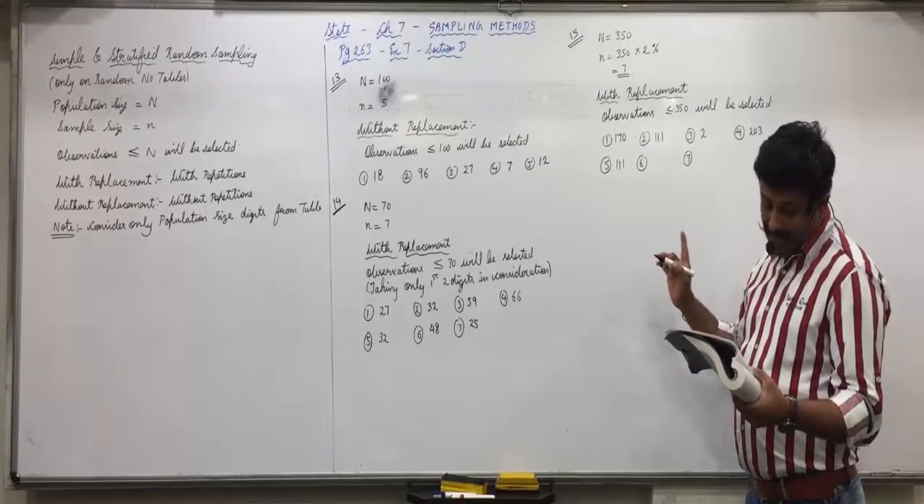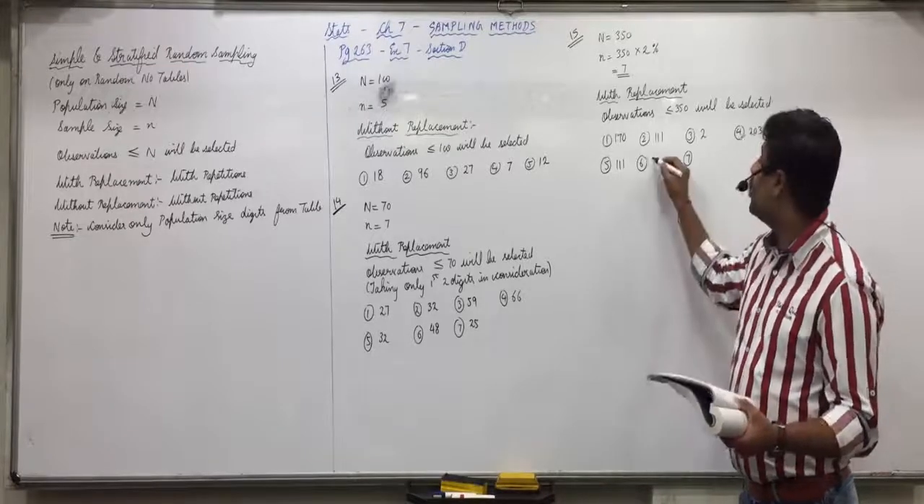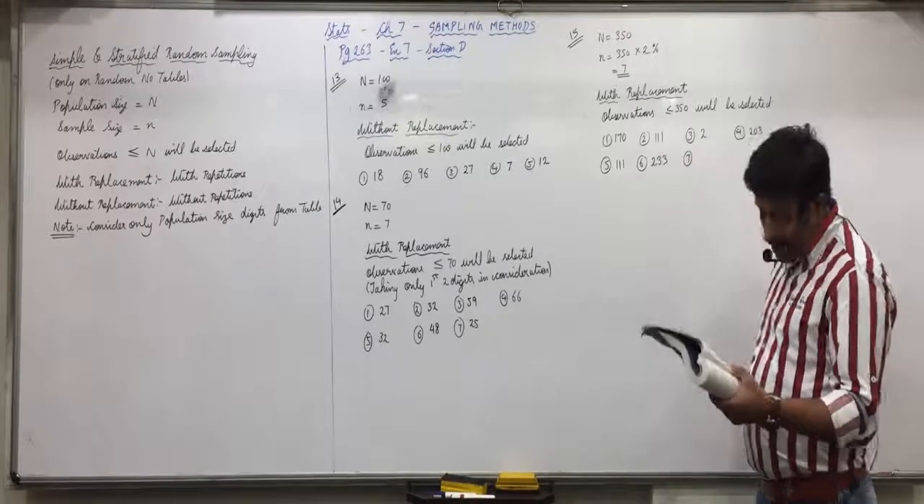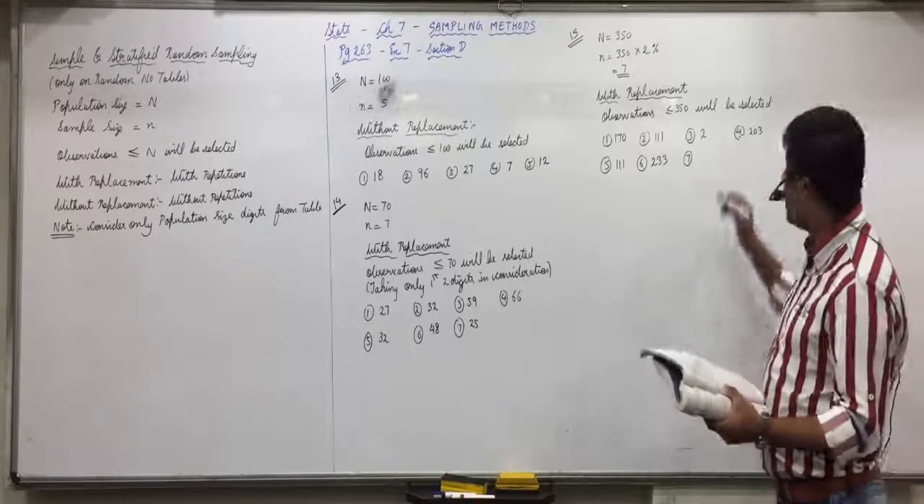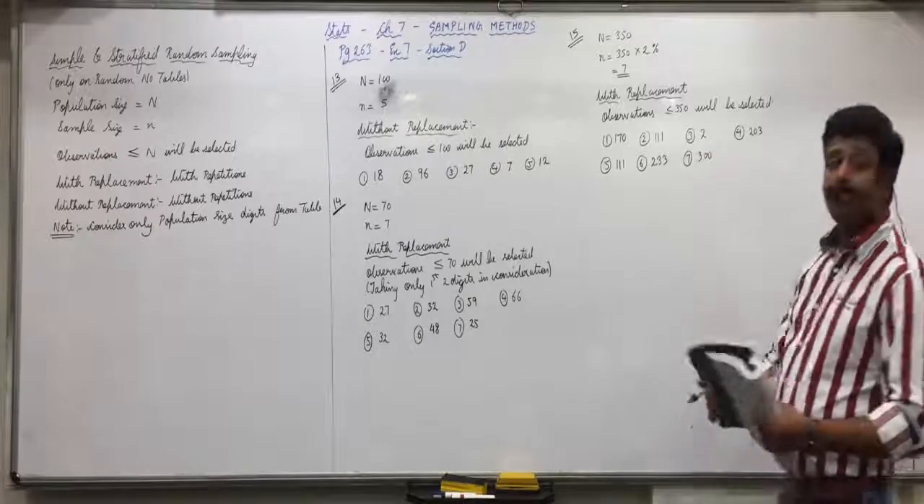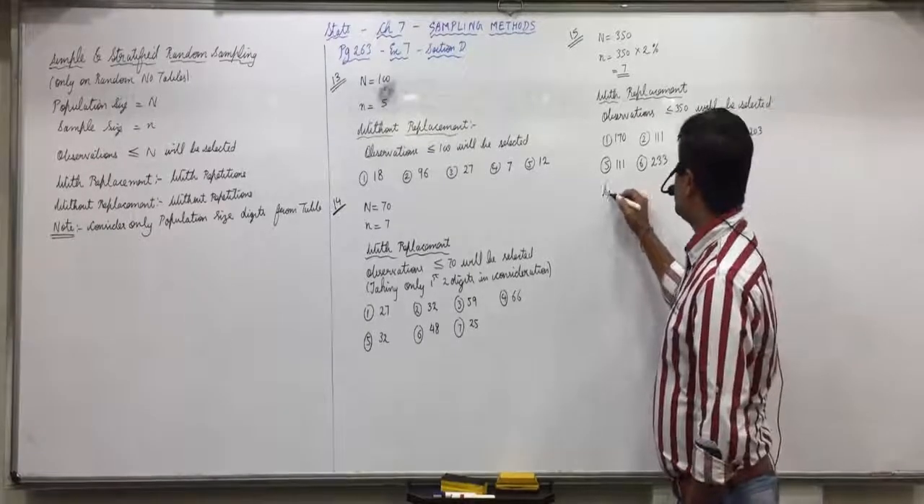446? No. 776? No. 691? No. 816? No. 233 is less than 350. 616? No. 300 is less than 350. Did you understand this? Now, without replacement.